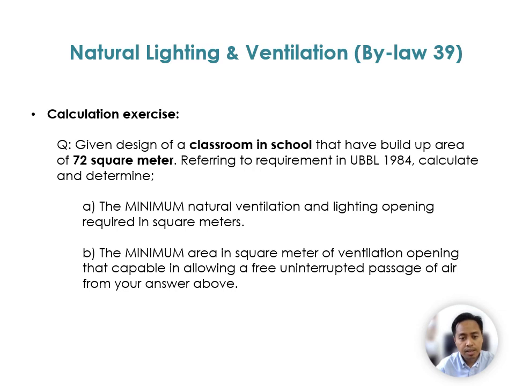Now, let's do some calculation exercise by applying the requirements of by-law number 39. This is the question. Given a design of a classroom in a school that has a built-up area of 72 square meters, referring to the requirement in UBBL 1984, calculate and determine: A, the minimum natural ventilation and lighting opening required in square meters. B, the minimum area in square meters of ventilation opening capable of allowing a free uninterrupted passage of air from your answer above. Let's do this in our forum chat room. Each of you is required to post your calculation in reference to UBBL by-law number 39.